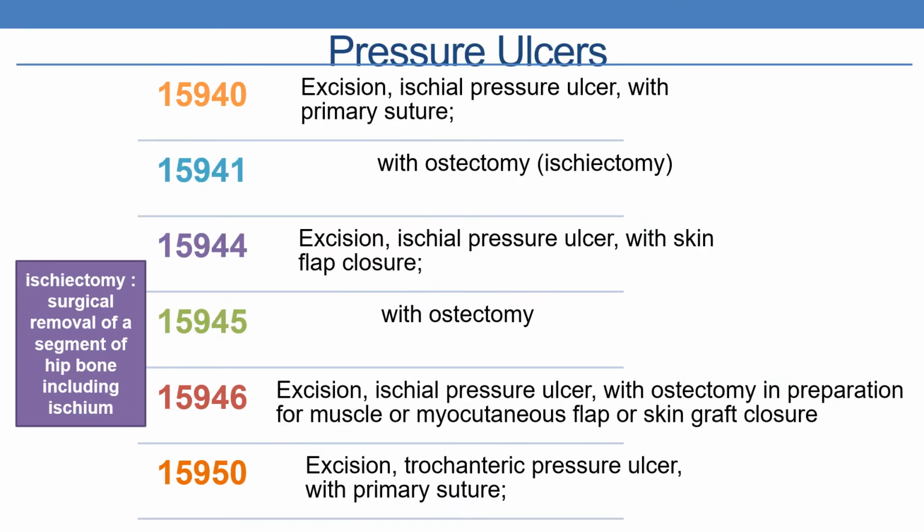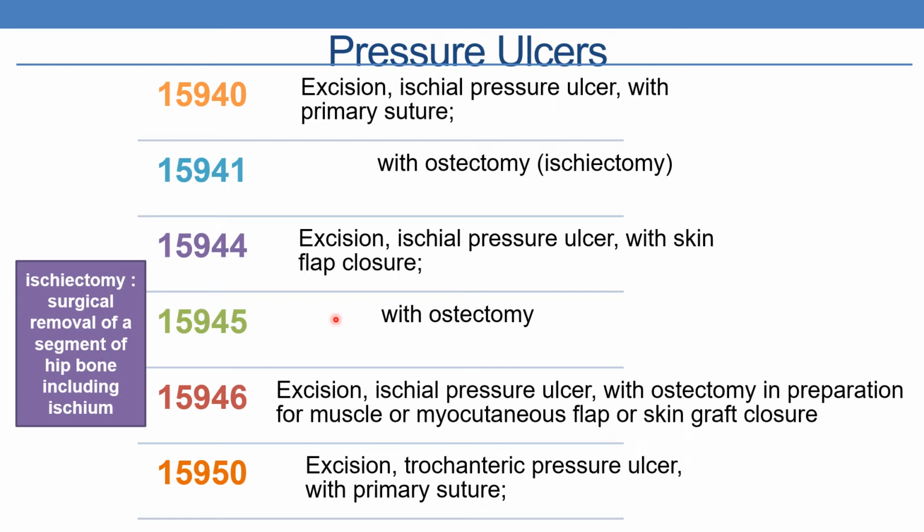osteectomy. The next is 15940, excision ischial pressure ulcer with primary suture. The next is 15941, excision ischial pressure ulcer with osteectomy or ischiectomy. Ischiectomy is surgical removal of a segment of hip bone including ischium. The next is 15944, excision ischial pressure ulcer with skin flap closure.